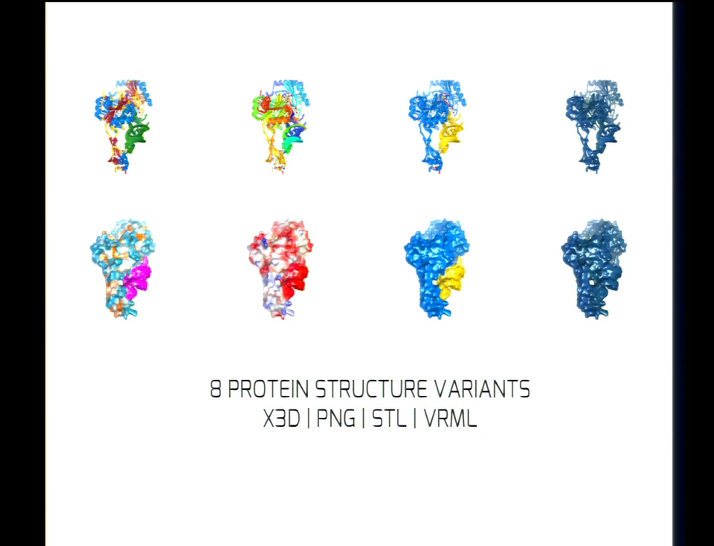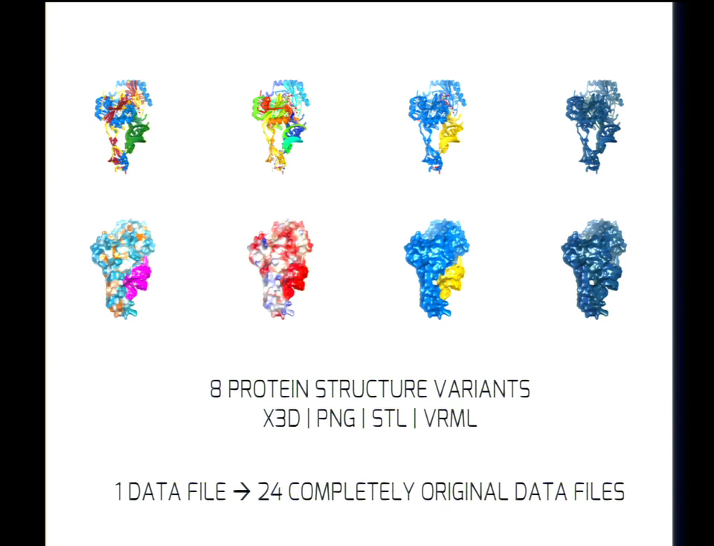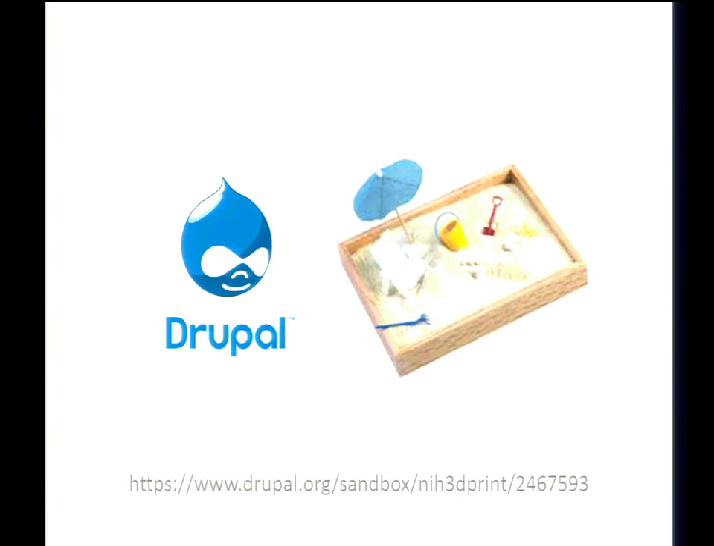So that's what you get out of it with the protein structures. From that one data file, we're creating 24 completely new data files. So for instance, this pipeline spits out six VRML in color, two STL, 8 X3D for display, and then 8 PNGs for the previews. So we have a lot of memory storage there. But the idea is that you can do this too.